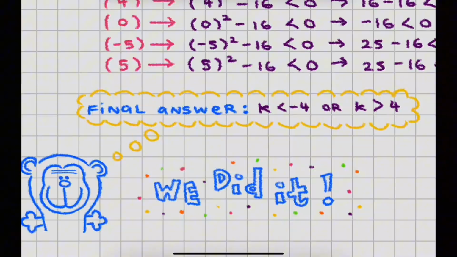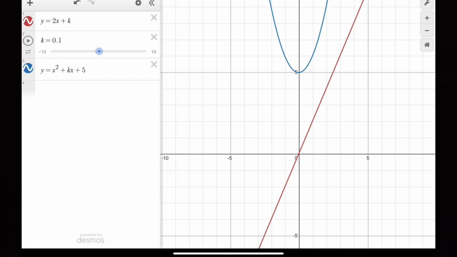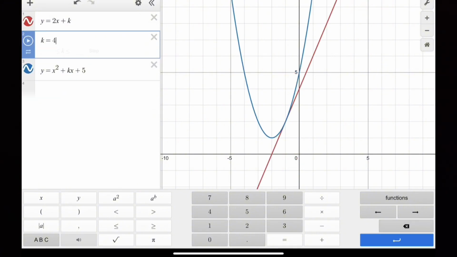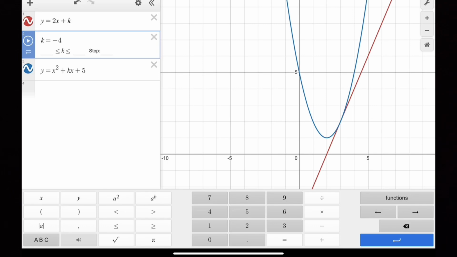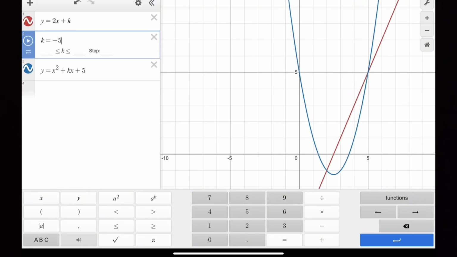And we did it. After we did it, we need to check our answer in decimals. So in decimals, we can add a slider for k. Now our k value is more than negative 4 and less than 4. That's why it doesn't touch our curve. If we change our value into 4, you can see that it touches once. Also the same for negative 4, it also touches once. But once we change that to negative 5, we can see that it touches the curve at 2 points.